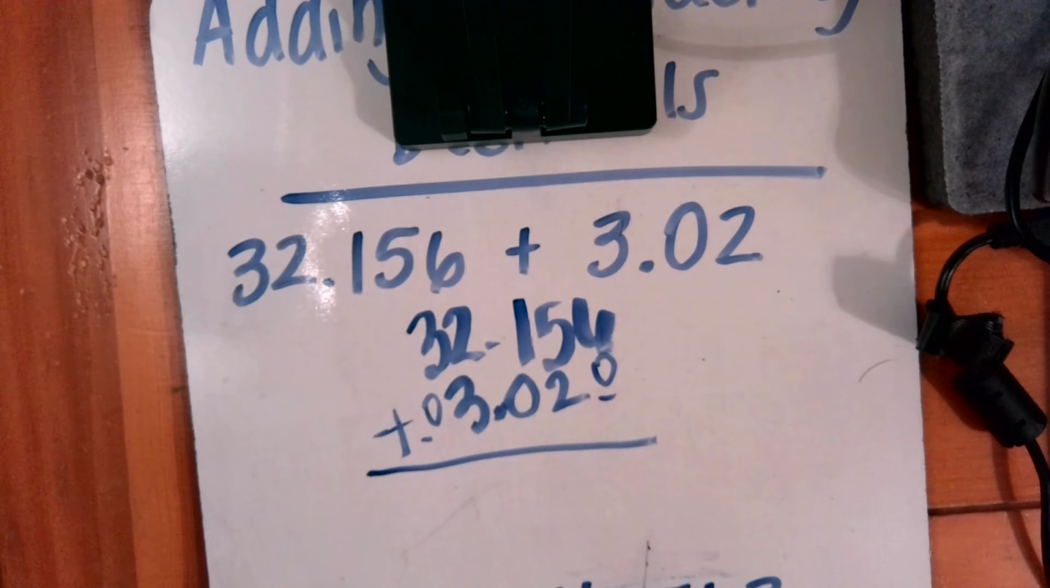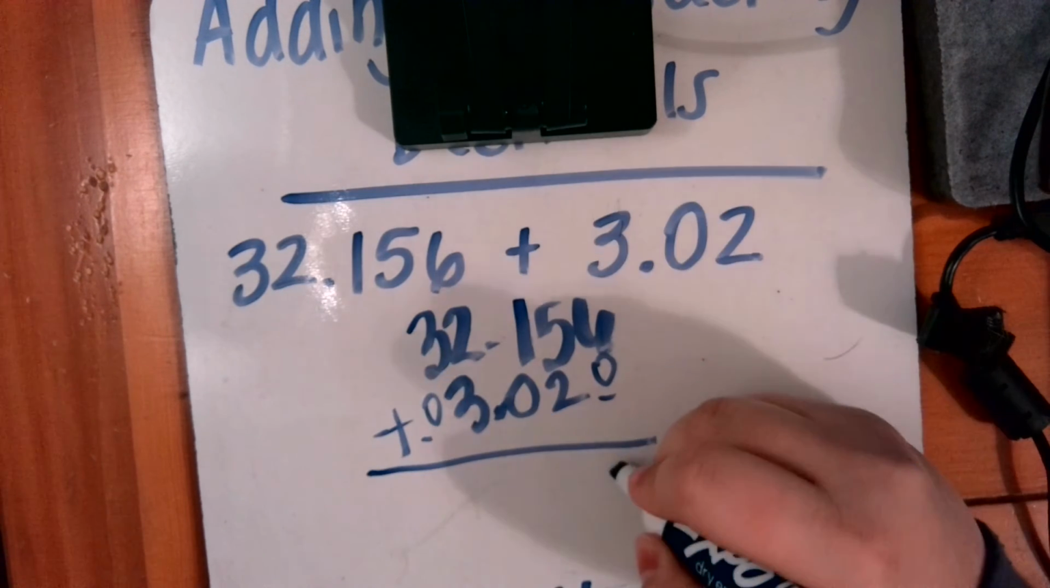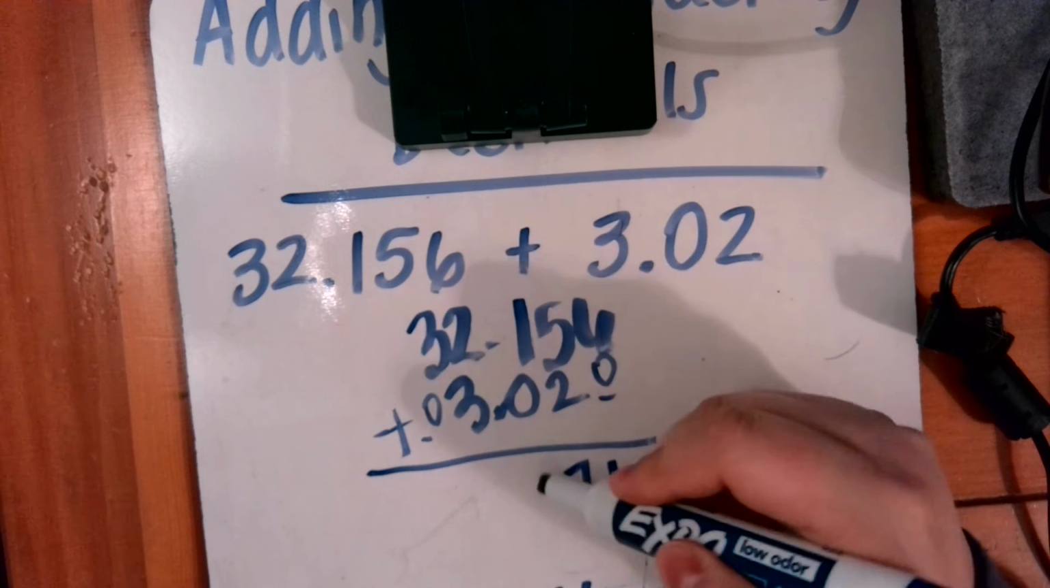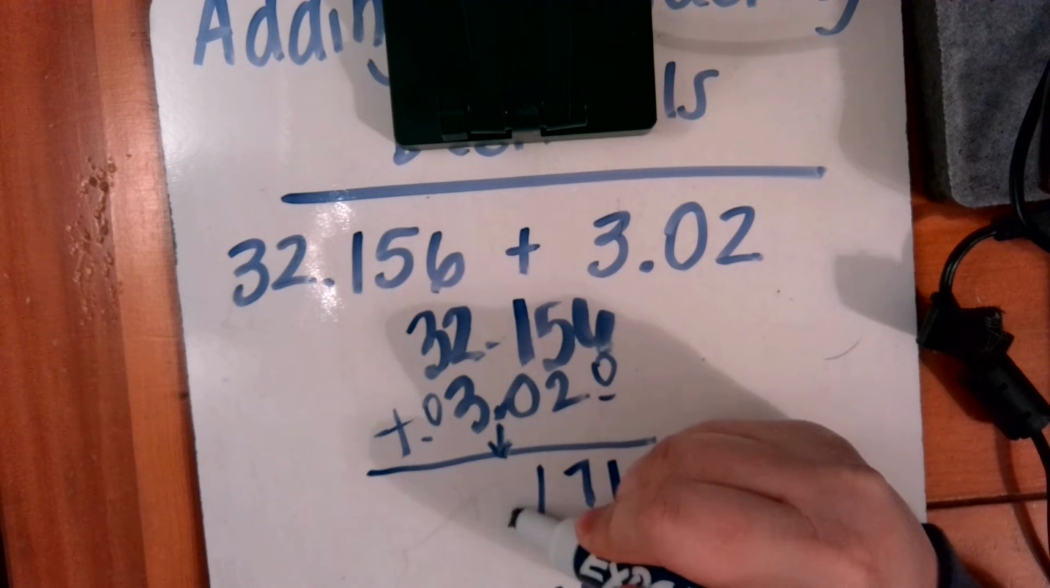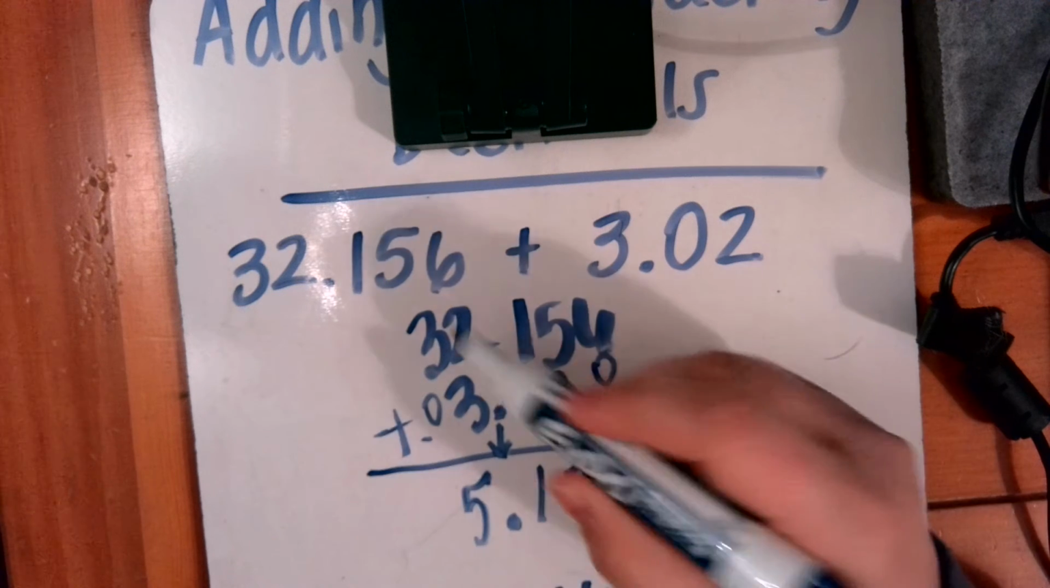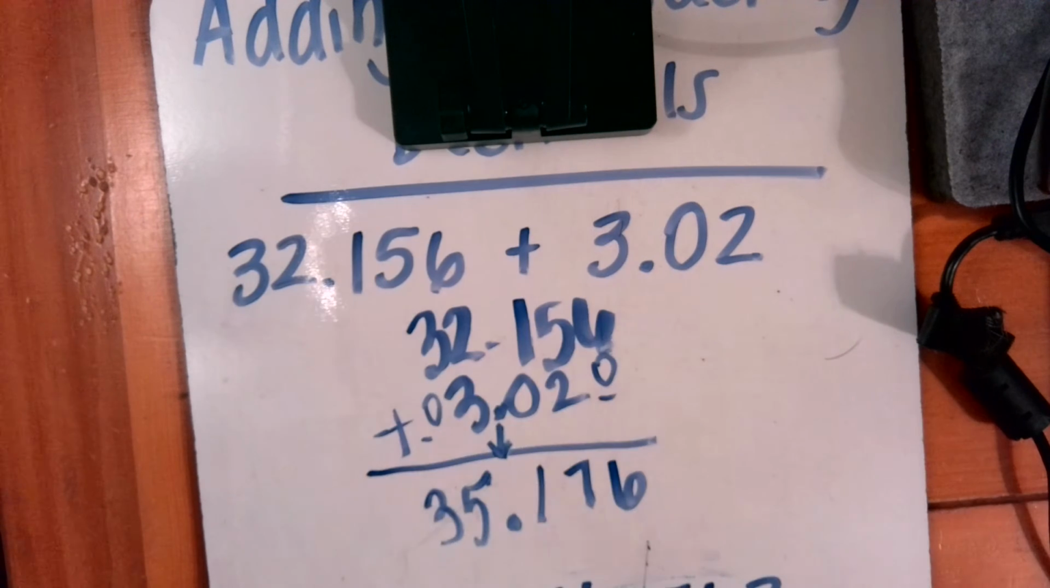So now I'm ready to add. 6 plus 0 is 6, 5 plus 2 is 7, 1 plus 0 is 1. Bring down my decimal. 2 plus 3 is 5, and 3 plus 0 is 3. So my answer to that problem is 35 and 176 thousandths.